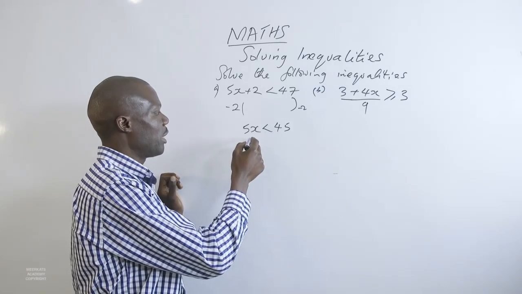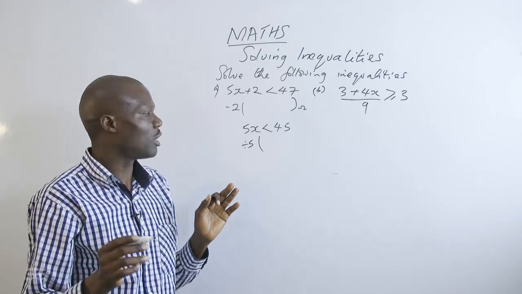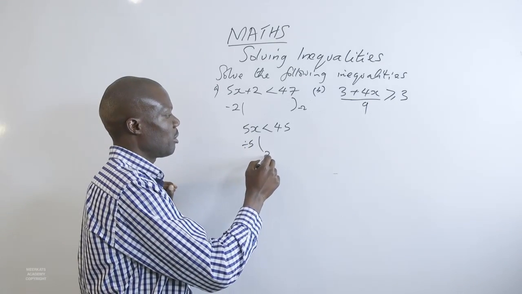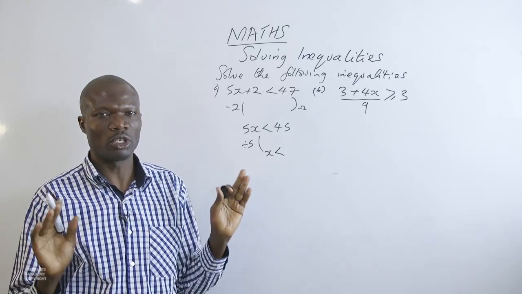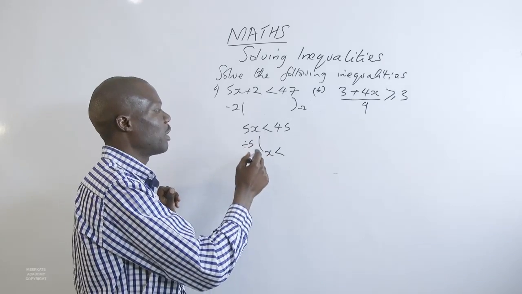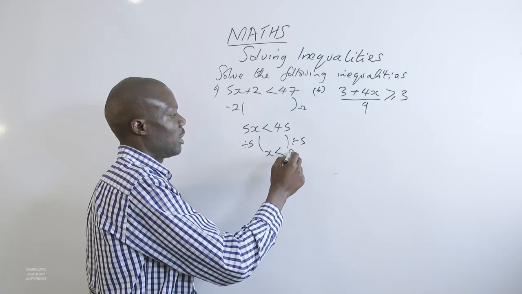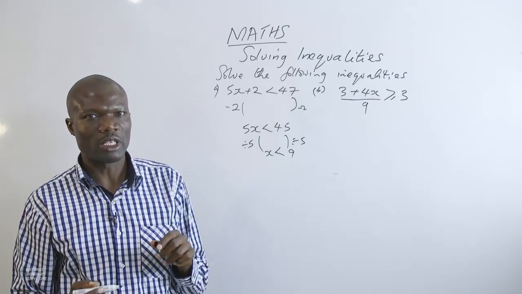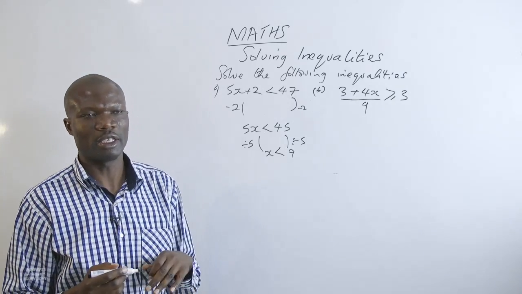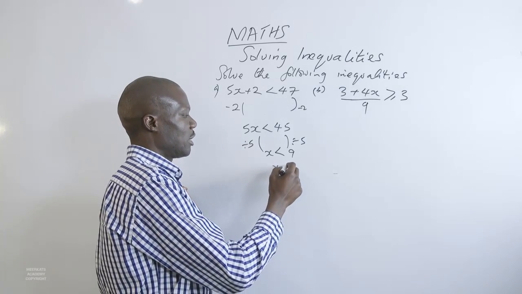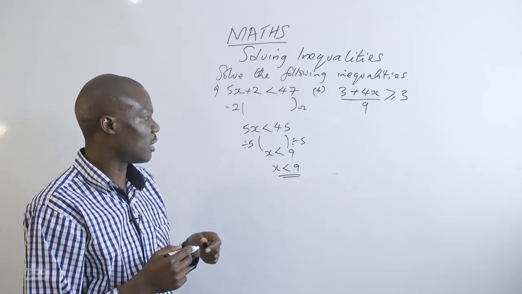And then we divide by 5. 5 is a positive number, so nothing changes. We shall remain with x. The sign will not change because we have not divided by a negative number. 45 divided by 5, you will get 9. So the solution for all the values of x that satisfy this inequality is x is less than 9.